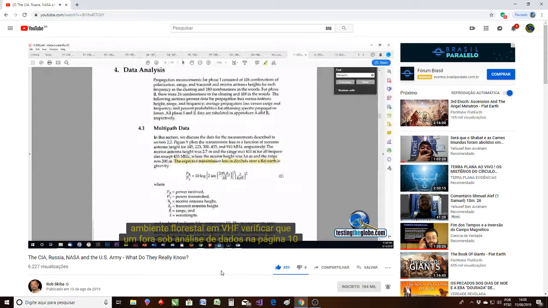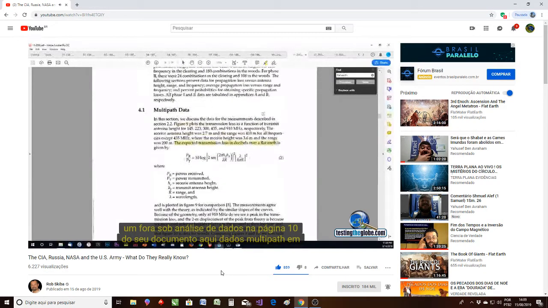Under data analysis on page 10 of their document here, multipath data. In this section we discuss the data for the measurements described in section 2.2. Figure 9 plots the transmission loss as a function of transmit antenna height for 145, 223, 300, 435, and 910 megahertz respectively. The receive antenna height was 2.7 meters and the range was 410 meters for all frequencies except 435 megahertz, where the receive height was 3.6 meters and the range was 200 meters. The expected transmission loss in decibels over a flat Earth is given by the following equation.